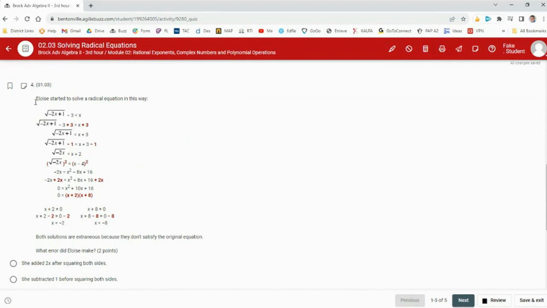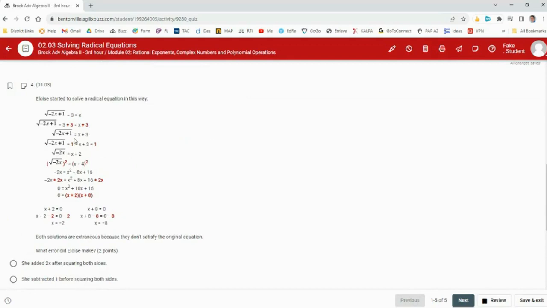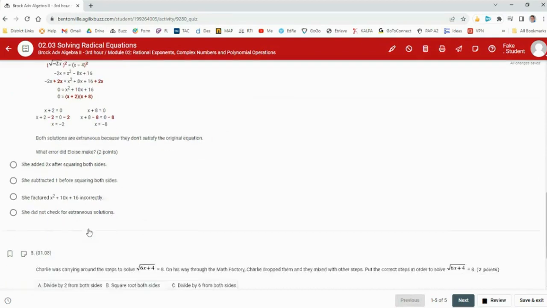Here's one where Eloise started to solve a radical equation. And she got down to these answers and said both of them are extraneous. They don't. What error did she make? Somewhere she made a mistake. So you've got to evaluate what Eloise did and say, oh, well, there's the mistake. She shouldn't have done that. And so hopefully you'll figure out one of these 4 choices.